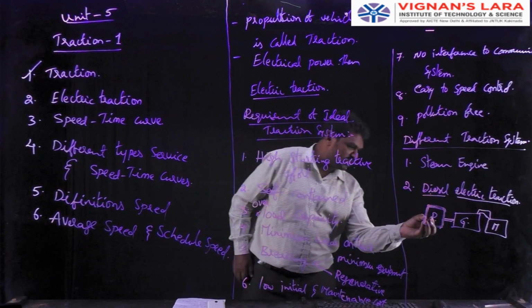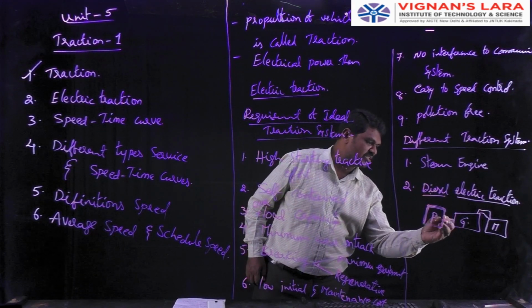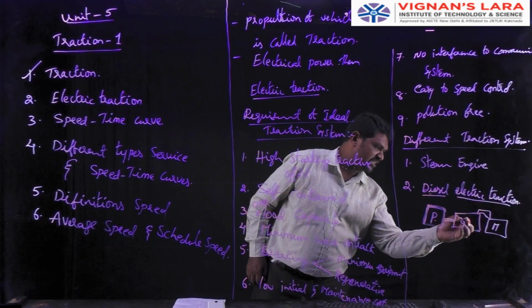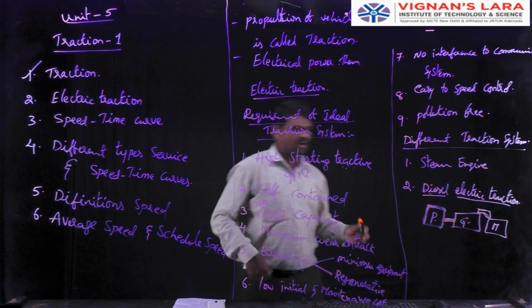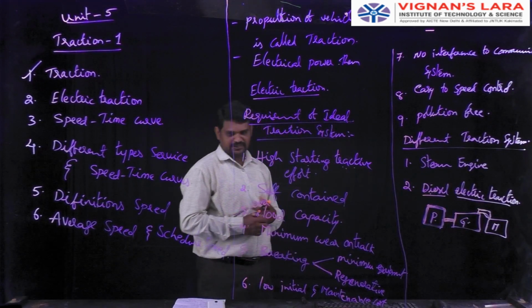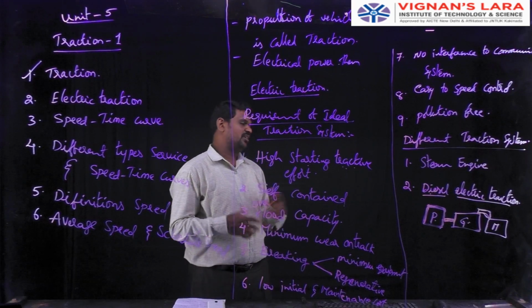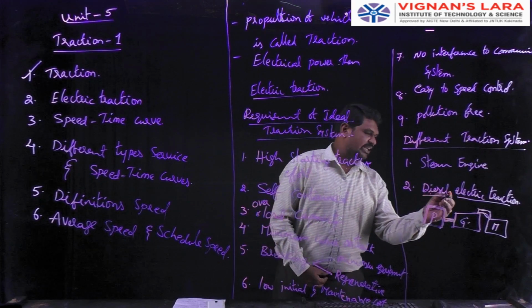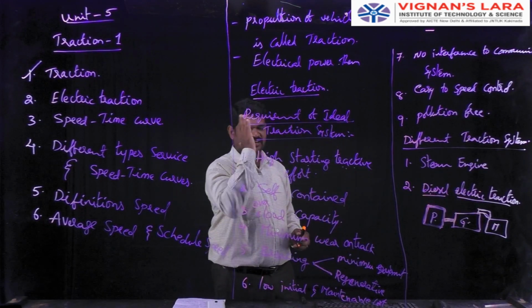This diesel engine is used as a prime mover for the generator. The generator generates electrical energy, and that electrical energy is applied to the motor. The electrical motor has more advantages, so we normally use the diesel electric system where the track is not electrified.